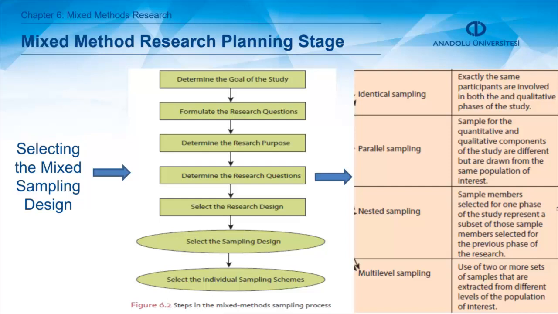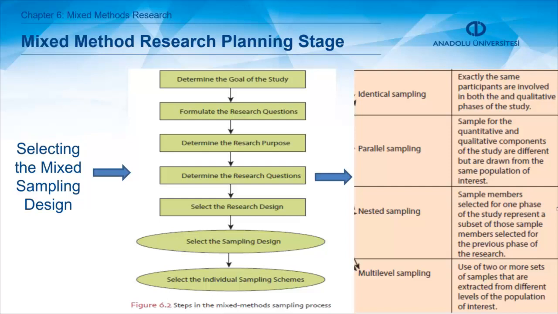And while selecting the mixed method sampling design, as you remember, we have some steps to conduct mixed method design. You determine the goal of the study, you formulate your research question, you determine the research purpose, then your research question, you select the design, select the sampling design, and then you decide on your sampling strategy. And on the right, you can see 4 types of sampling strategy we benefit in mixed method research.